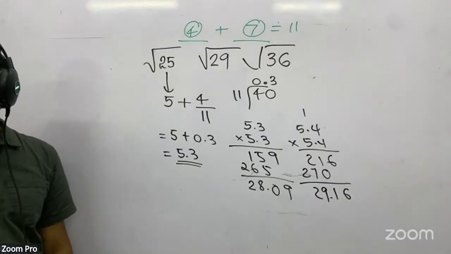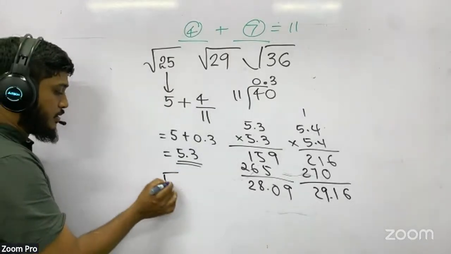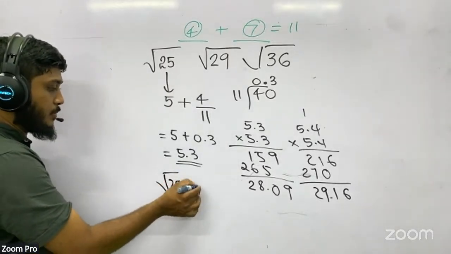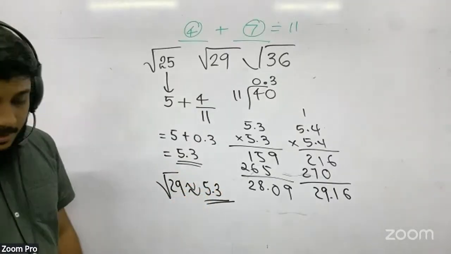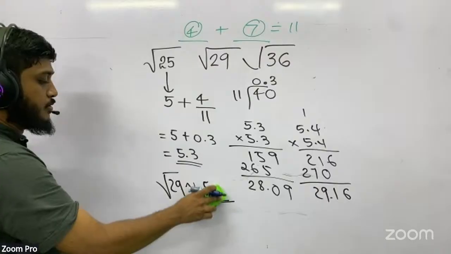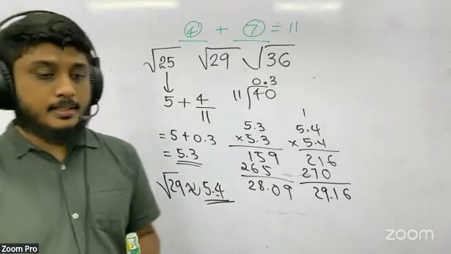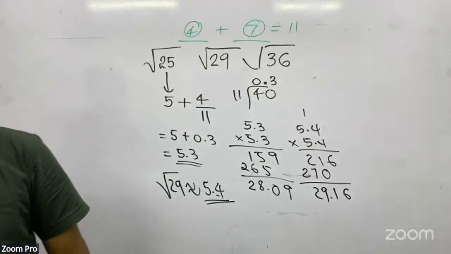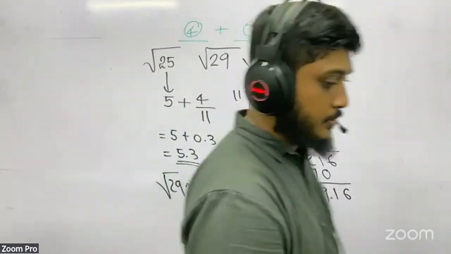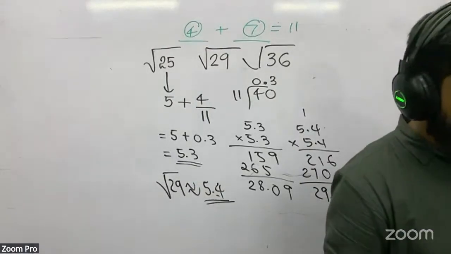29.16 is very close, no? Then what should be the answer for square root 29? Square root 29 is approximately equal to 5.4. We get the answer. And is it clear? 100% clear? Okay, done. We have to go for another pattern now after this. I'm going to mark all the necessary things.